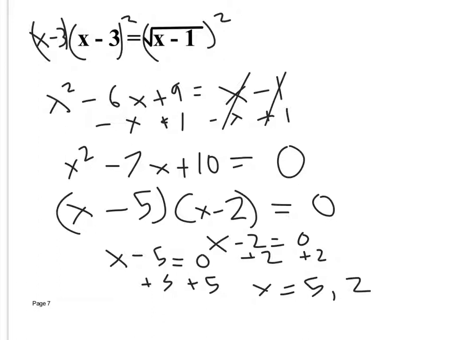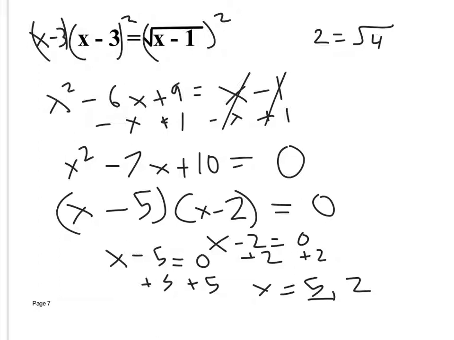Should I just assume they're both right? No, I need to check my answer. So first thing I'm going to do is plug 5 in. So 5 minus 3 is 2. And then the square root of 5 minus 1 is 4. What's the square root of 4? 2, so 5 works.